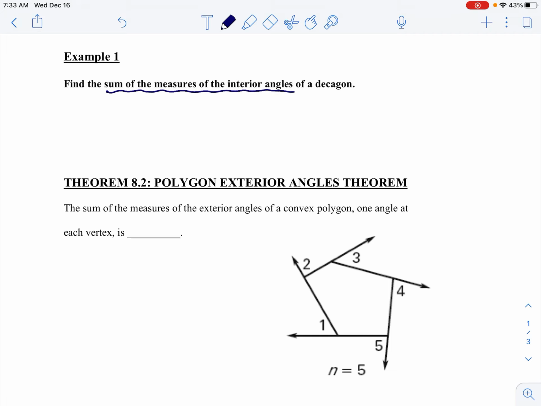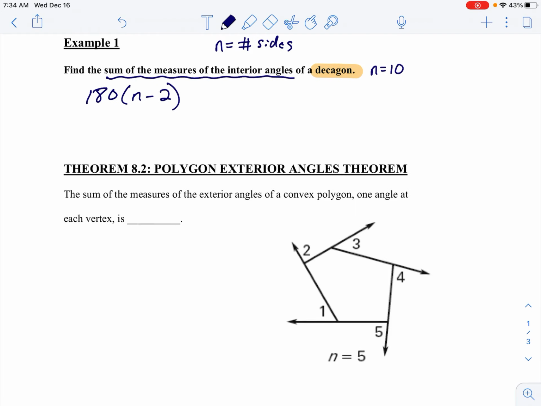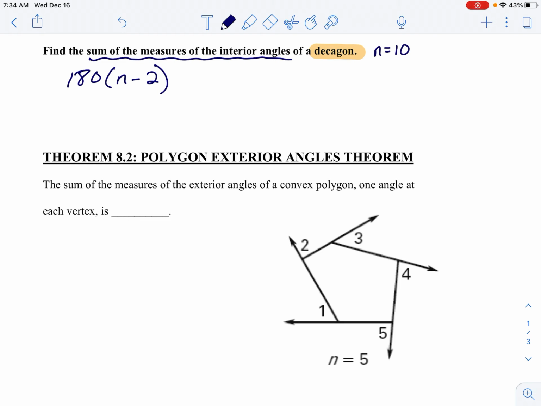We learned about a really nice expression that was 180 times n minus 2, where n was equal to the number of sides or angles. For this one, they want us to find the sum of the measure of the interior angles of a decagon. A decagon means that n is equal to 10 because a decagon has 10 sides. So if I want to find the sum of the interior measures of a decagon, I'm going to use the expression 180 times n minus 2. But instead of n, I'm going to substitute in what I know n is, which is 10. So we have 180 times 10 minus 2.